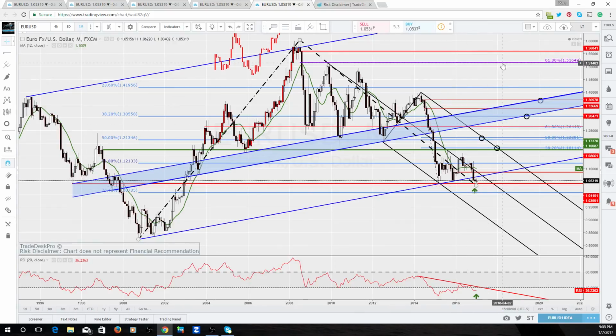this is the 61.8. I love that level. I'm not saying price will go there in the next 2 months. That's virtually impossible. But I like to know where it is. It was resistance here, so price actually went to it. So I like to know where it is.